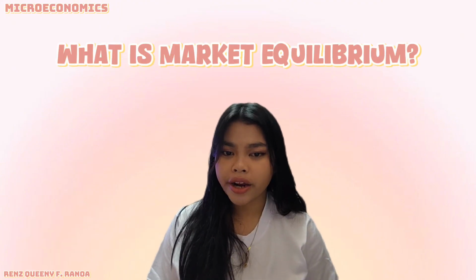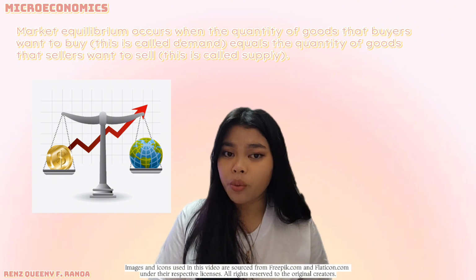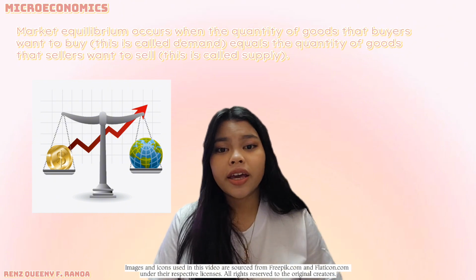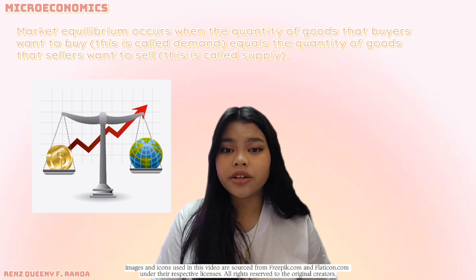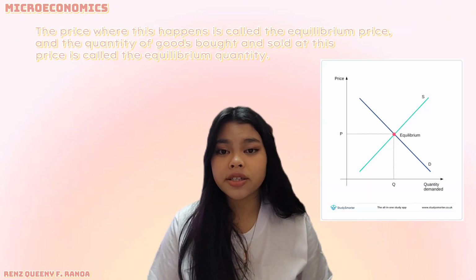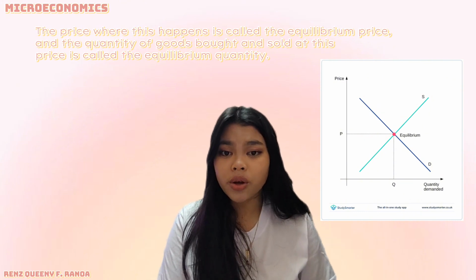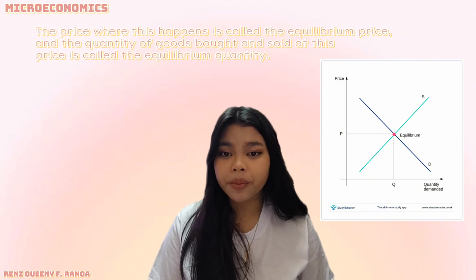So, let's get started. What exactly is market equilibrium? In simple terms, market equilibrium occurs when the quantity of goods that buyers want to buy, called demand, equals the quantity of goods that sellers want to sell, which is called supply. The price where this happens is called the equilibrium price, and the quantity of goods bought and sold at this price is called the equilibrium quantity. Think of it like this: it's a perfect balance between the amount buyers want and what sellers are offering.